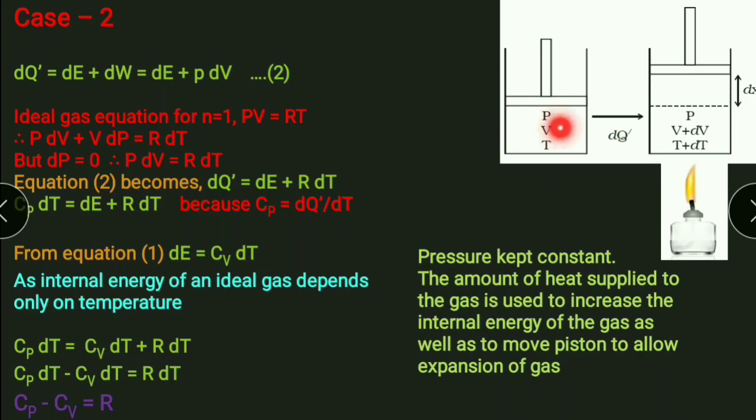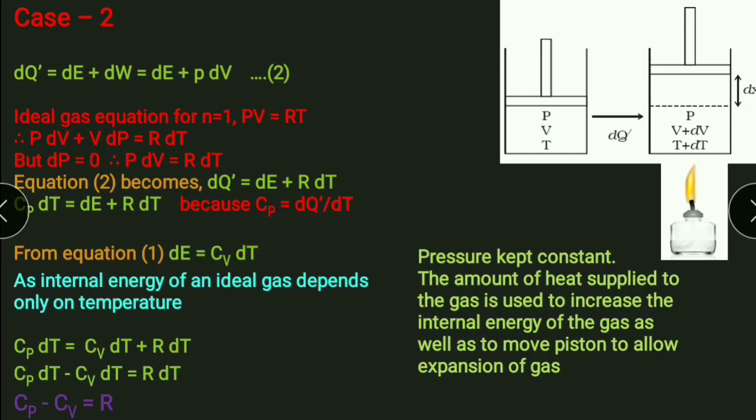Therefore, P is constant and dP, the change in pressure, is equal to 0. So this equation becomes PdV equals R dT. Now substitute this in equation number 2. So we get dQ' equals dE plus R dT.